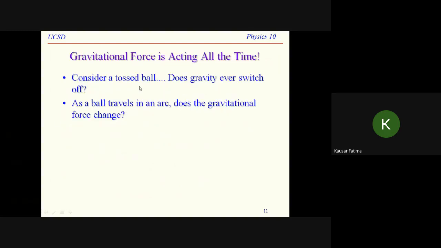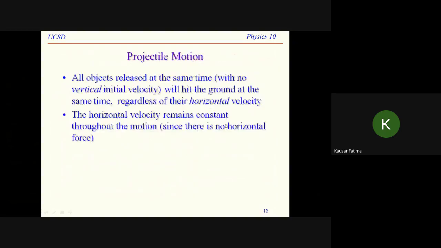And it acts on the bodies all the time. Whether the body is on the ground, at the maximum height, or moving upward or downward, it will always act vertically downward. Okay, so whether you throw it horizontally or give it a projectile motion, at every time gravitational force will be acting, and its value will remain the same.